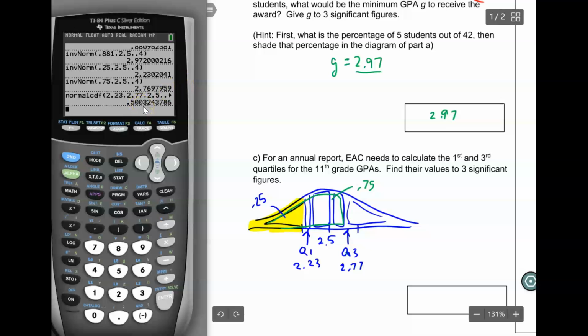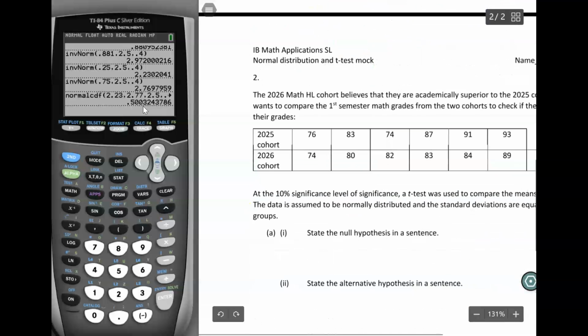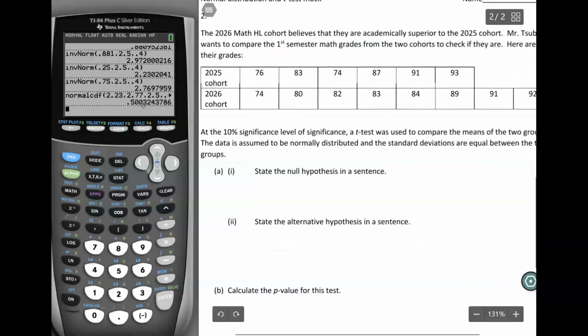Okay, so the answer to this one was 2.23 for Q1, and then Q3 was 2.77. Okay, all right, let's go to the second page. So now we're going to talk a little bit about t-test.